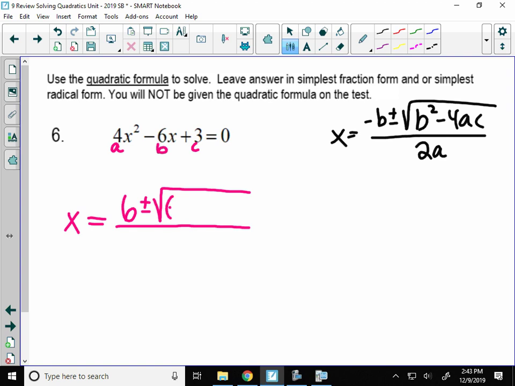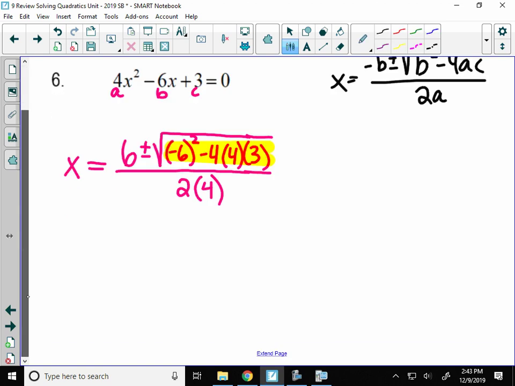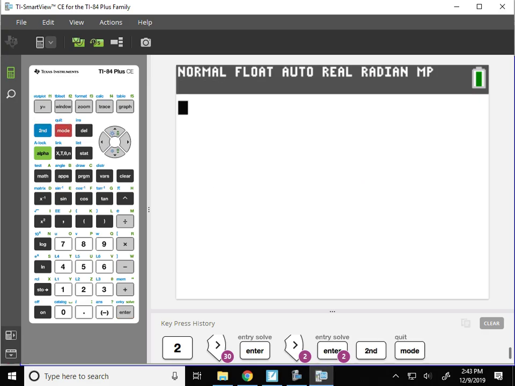So I take b squared. Now, when b is negative, I put it in parentheses, minus 4ac. And that's all going to go over 2 times a. Now, here's where your calculator is helpful. Remember, you are only going to put this radicand, or we call it for the quadratic formula, the discriminant, into your calculator, not my calculator. So let's type that discriminant into the calculator.